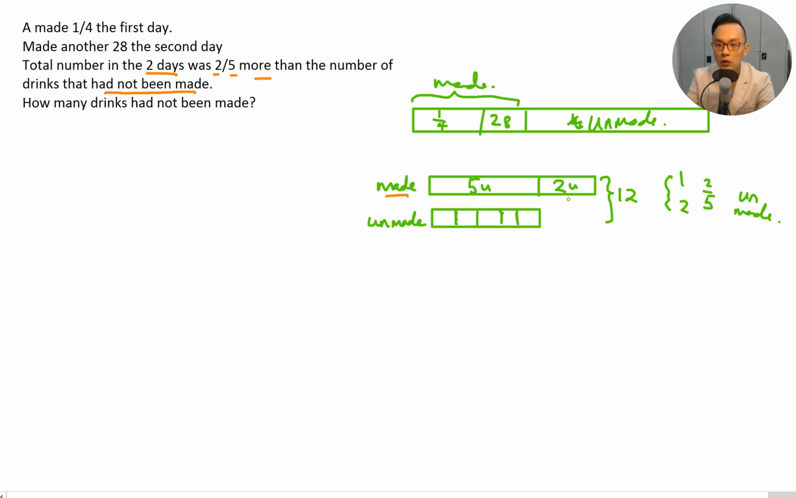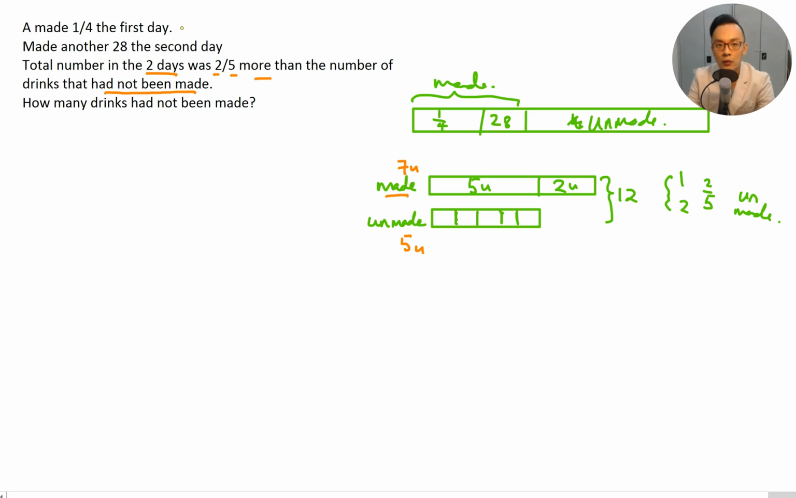Alright, so if unmade is 5 units, therefore made is 2/5 more, 2 units out of the 5. So this is 5, this on top is also 5. And therefore made is 7 units and unmade is 5 units. Alright. So let's write down the ratio.